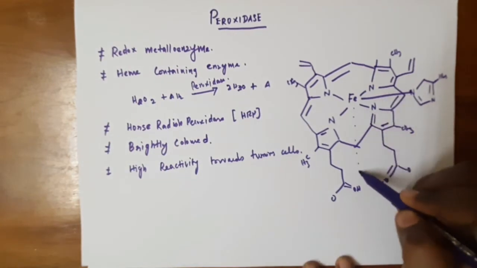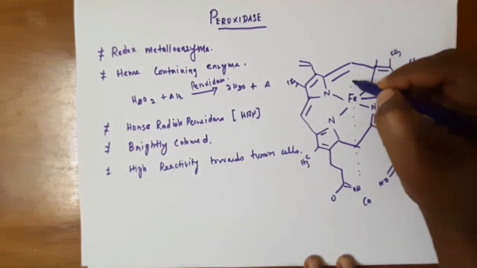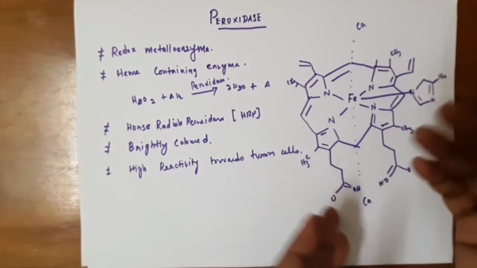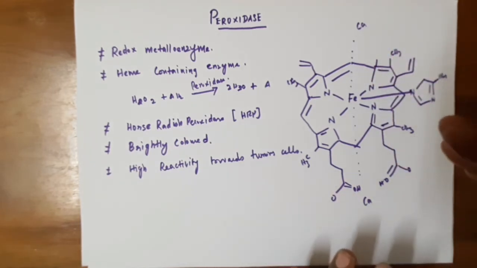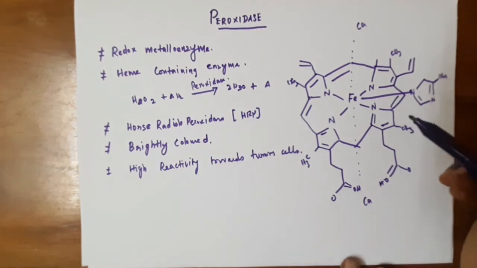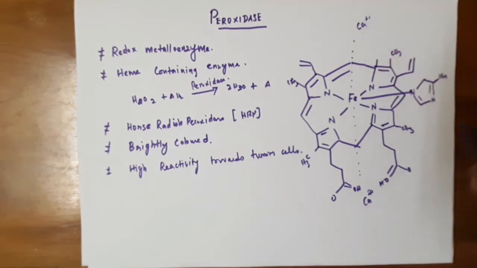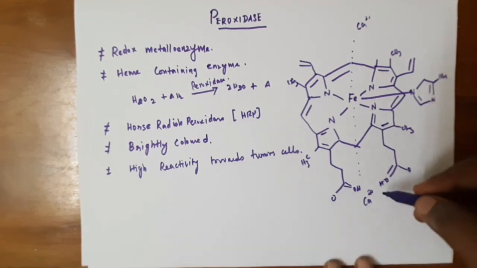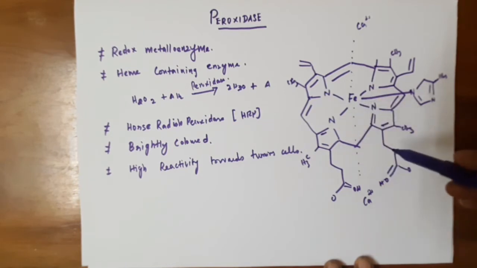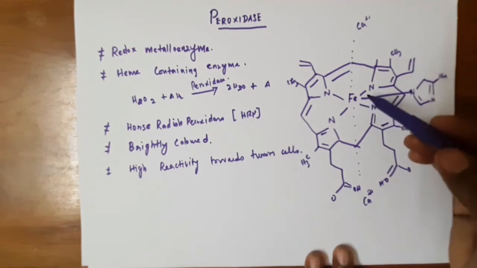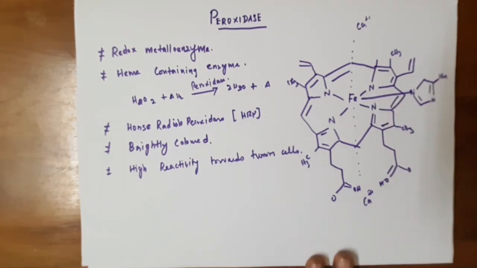Above and below, two calcium atoms are bound. These calcium atoms are attached far away from the iron atom. Because this calcium atom is a divalent calcium atom, it is usually used to maintain the structure of this peroxidase enzyme. If it is removed from this enzyme, the peroxidase enzyme loses its activity. So to enhance the activity, the calcium atoms are bound above and below the porphyrin plane.